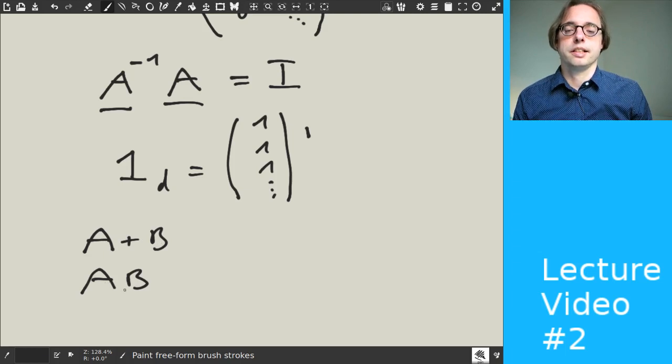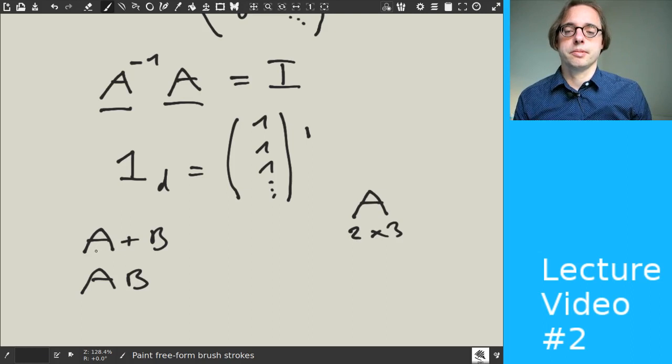If you want to indicate how many rows and columns, sometimes you do this. You write, let's say, 2 times 3, then you know it has 2 rows and 3 columns. The convention is that you first indicate the number of rows and then the number of columns.